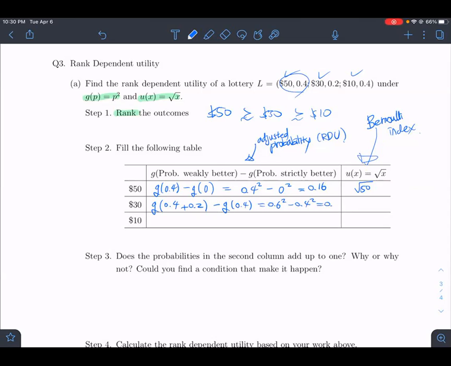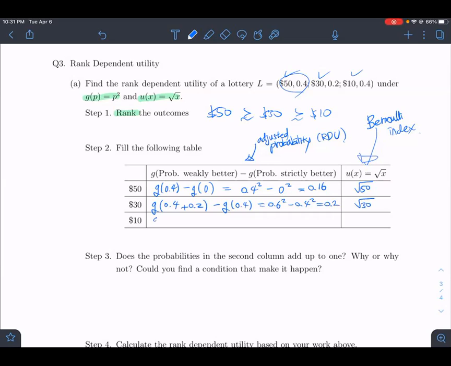Just to make sure, let me look at what I calculated before. This is 0.2. Yes, it is. And then utility of getting $30 is square root of 30.